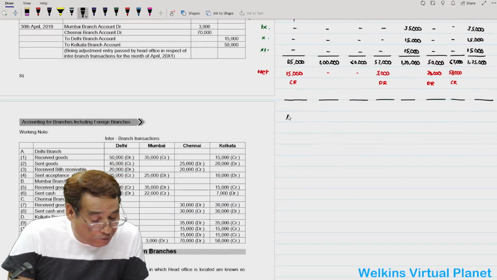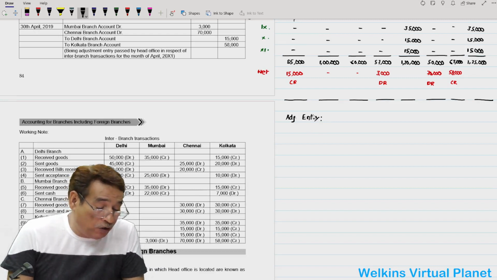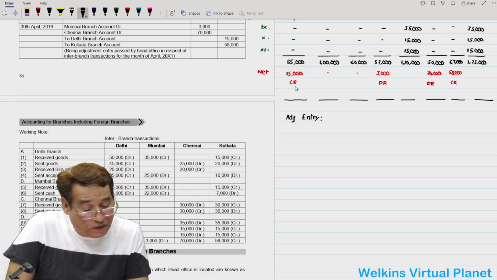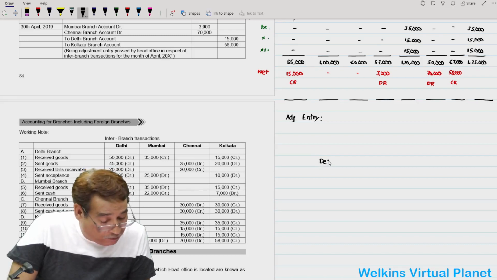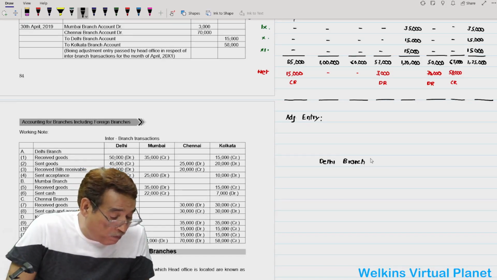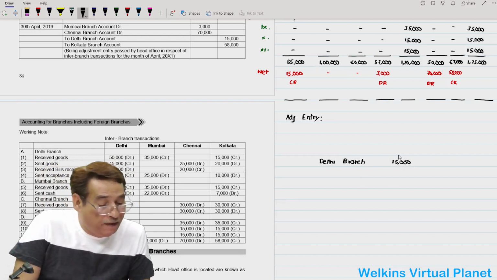Adjustment entry will be very simple. At the end of the reporting period, you are going to pass the adjustment entry. See, in case of Delhi, Delhi is getting credited. So you will credit the Delhi branch account by 15,000 because it is having a credit balance. That means Delhi branch is supposed to receive 15,000.